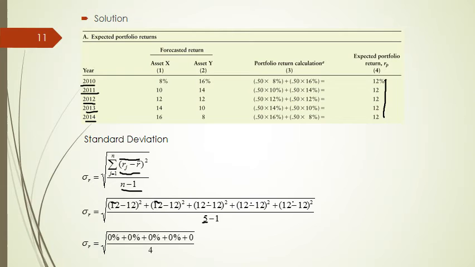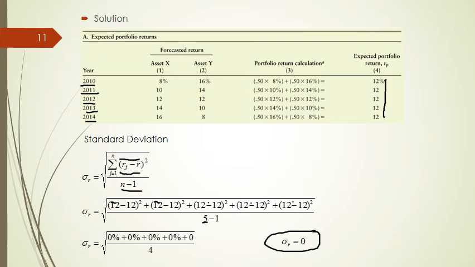So what is the result? As it is 12 minus 12 in each instance, we have 0 for the deviation in each period, and the sum of these deviations is 0. So this is the answer. What does this essentially mean? This means that there is no risk in the portfolio. But why is that exactly the case? It's quite an interesting outcome.